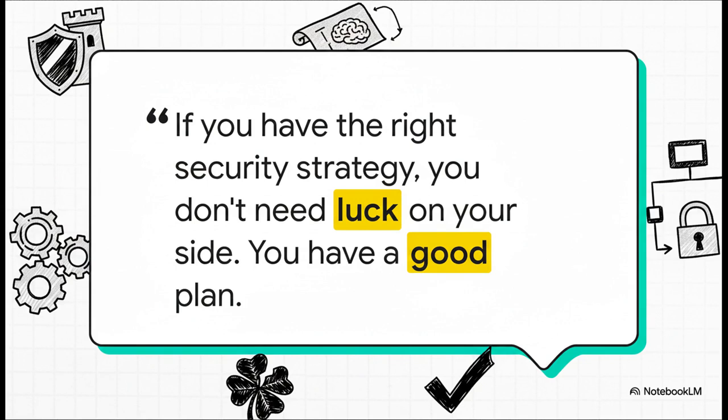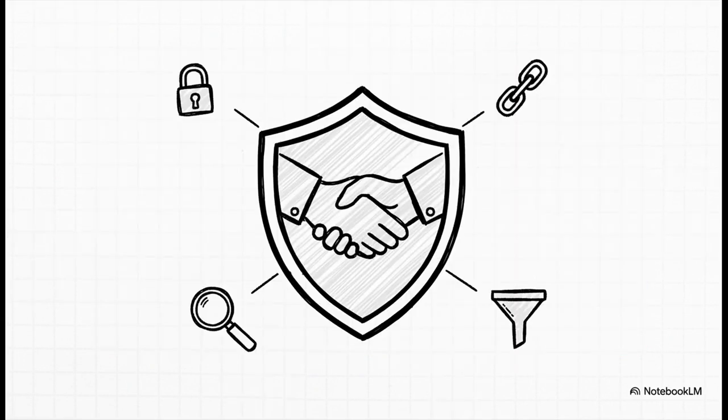If you have the right security strategy, you don't need luck on your side. You have a good plan. It's all about that proactive planning. Because when it comes down to it, this is the whole point. Every single security measure, every line of defense, it's all there to build one thing: user trust. A secure application is a trustworthy application, and believe me, in the world of AI, trust is the most valuable asset you have.